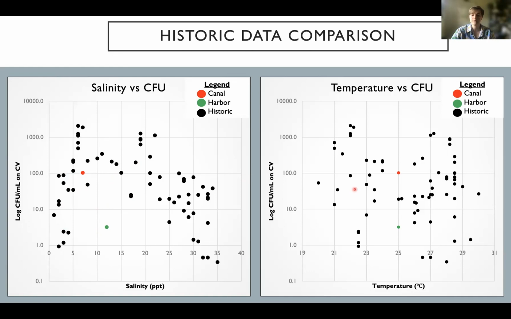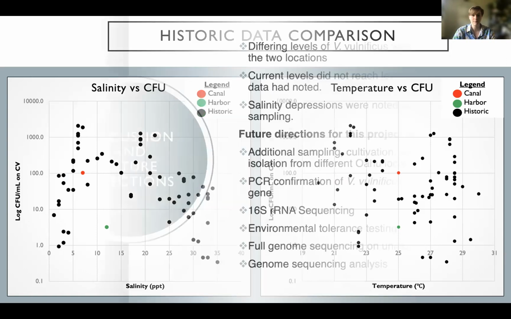And then when we looked at temperature, both sample sites were 25 degrees Celsius in the water, and there wasn't a whole lot of correlation to the historic data in this graph. And according to the literature, there's a slightly negative correlation between temperature and CFUs per milliliter of Vibrio vulnificus. But in the Alawai Canal, it's a little bit different because when groundwater seeps in and lowers the temperature, it also lowers the salinity, which can raise the levels of Vibrio vulnificus. So our data just really doesn't fit in very well with historic data in the Alawai Canal.